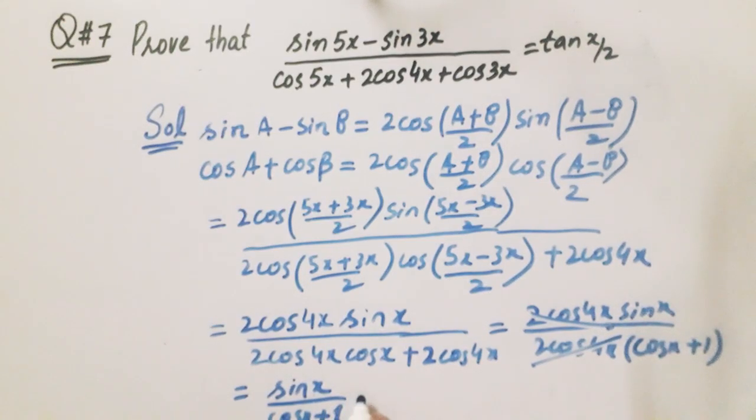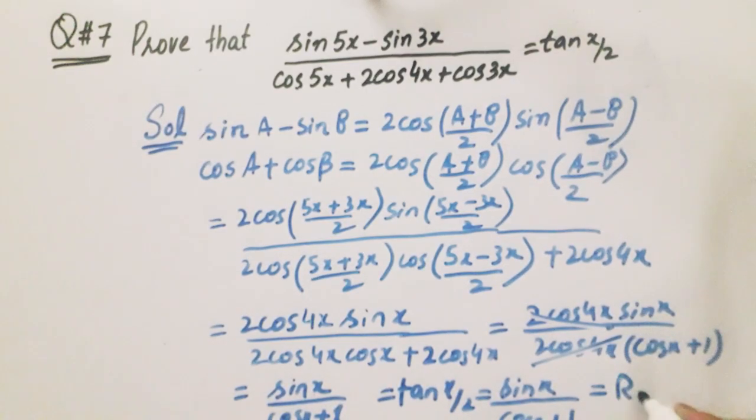Now you can apply the double angle formula for tangent, that is equal to tan x by 2, which is equal to sine of x by cos of x plus 1. So this is the double angle formula for tangent, and this is the proof of your right hand side.